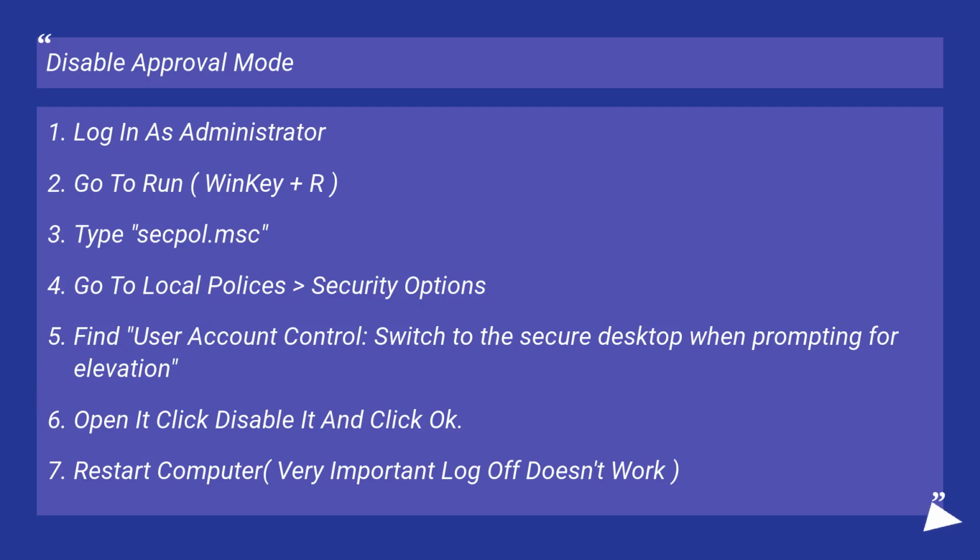Disable Approval Mode. Log in as administrator. Go to Run, Win+R. Type secpol.msc. Go to Local Policies and Security Options. Find User Account Control, switch to the Secure Desktop when prompting for elevation. Open it, click Disable it and click OK. Restart computer. Very important, log off doesn't work.